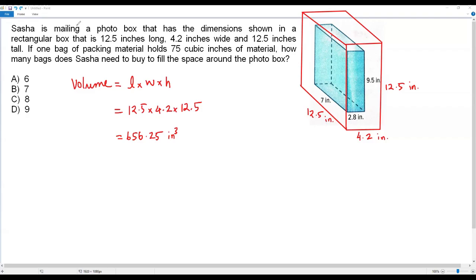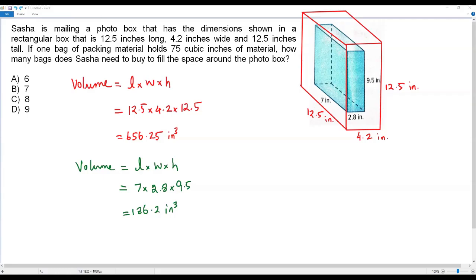Now I'm going to find the volume of the photo box. Let me write it in green: the length times width times height. The length of the photo box is 7 inches, the width is 2.8 inches, and the height is 9.5 inches. Let me multiply these values: 7 times 2.8 times 9.5. When I multiply all three numbers, I am getting 186.2 cubic inches.